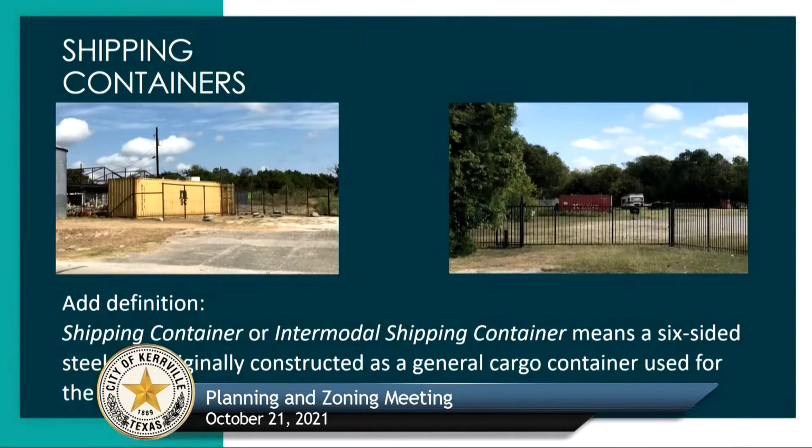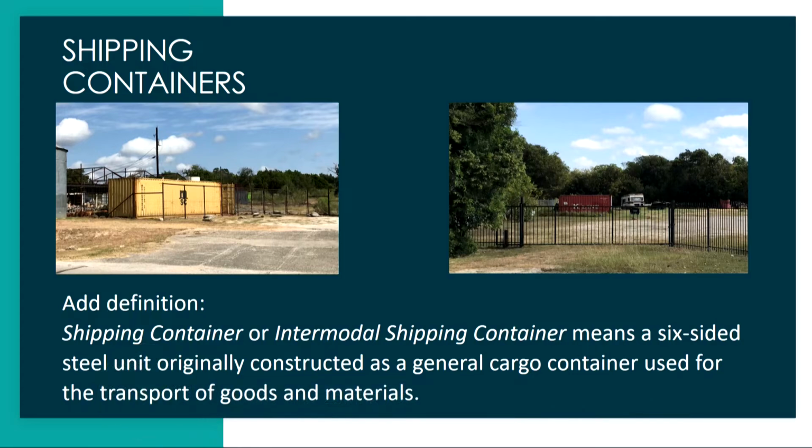One, we need to add a definition for a shipping container, or intermodal shipping container. This definition is straight out of the building code: six-sided steel unit originally constructed as a general cargo container used for the transport of goods and materials. So we're not necessarily talking about this as a building material, but like these two you see here, one that's just gonna be set on the property, anchored and used for storage.